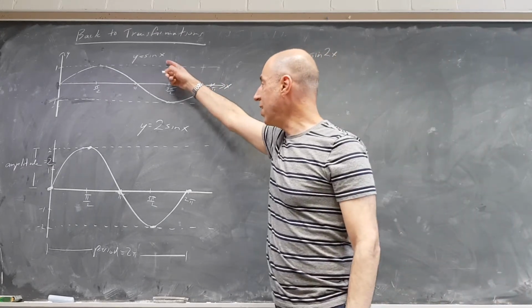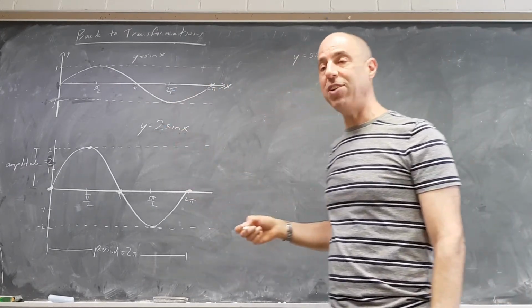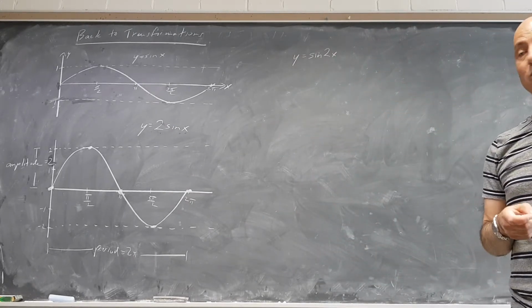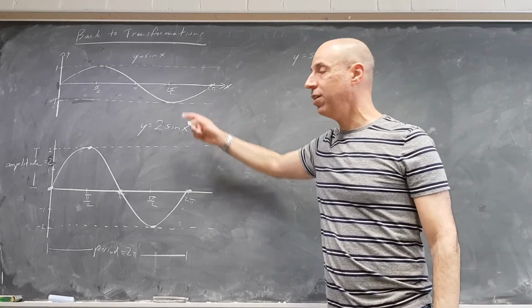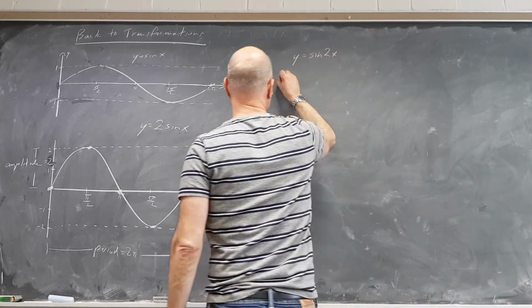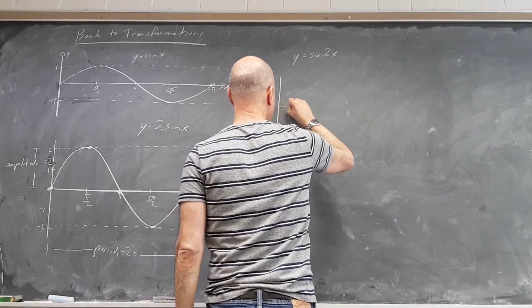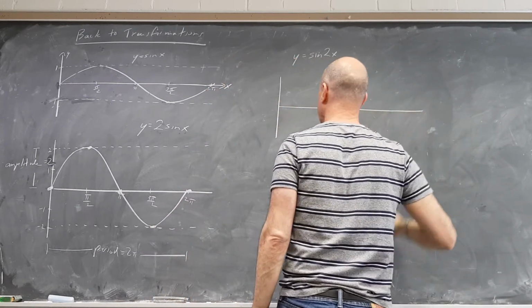So starting with sine x over here, I multiplied the whole function by 2. Here I've multiplied just the x by 2. See if you can decide what that does to the original picture. I'm going to write some axes again. Feel free to pause the video anytime you want and think it over.